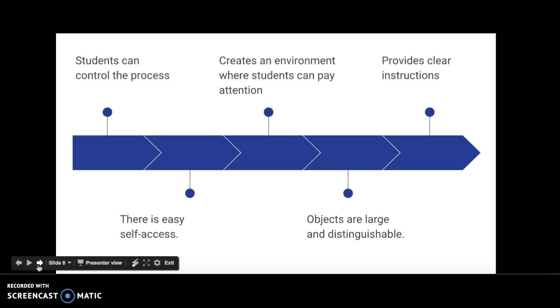When evaluating websites, here are some things that we can look for. Can students control the process? Does the website create an environment where students can pay attention, or are there too many distractions? Does it provide clear instructions? Is there easy self-access? Are objects on the website large and distinguishable?